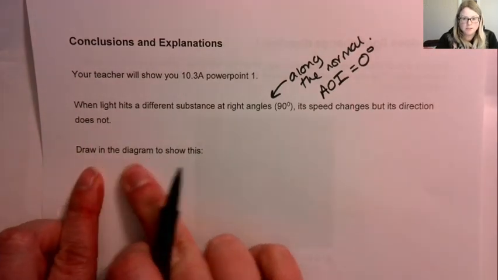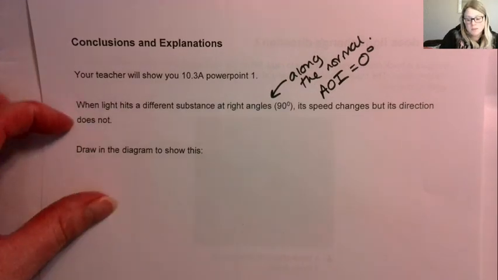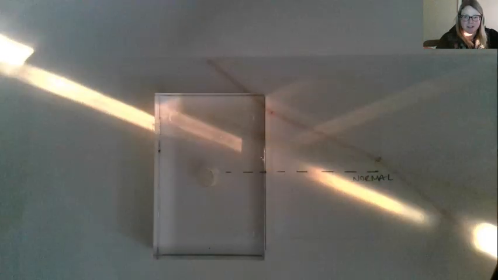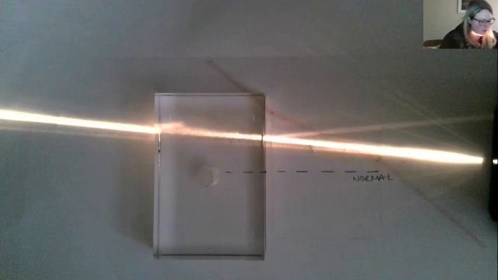So it's asking us to draw the diagram to show that here. I'm just going to remind you and show you here with the light and the glass block. So here's my glass block. I've got my light source over at the right hand side again, so I've moved away, I was over the left there. And I'm just going to aim this along the normal.